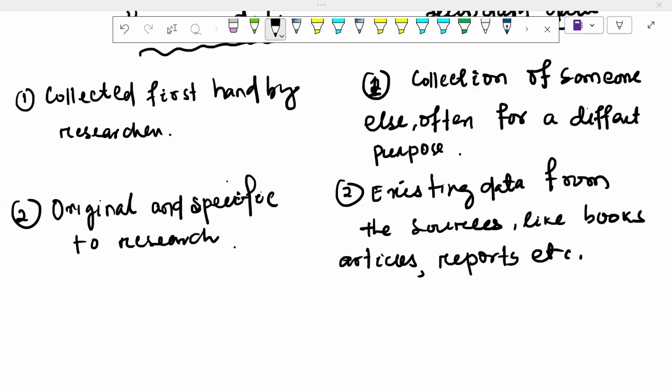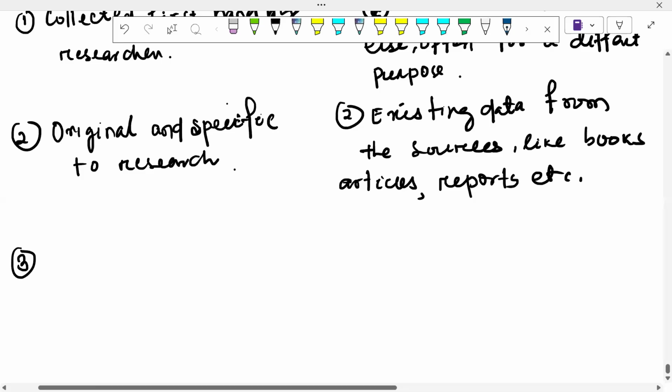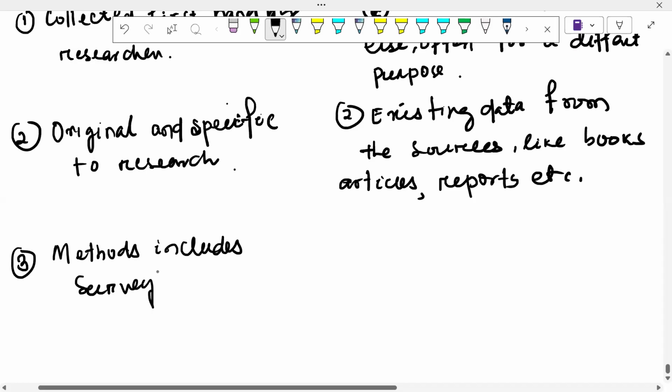Okay, next, point 3. Point 3 is that methods include surveys, interviews, etc. Point 3 for primary data.